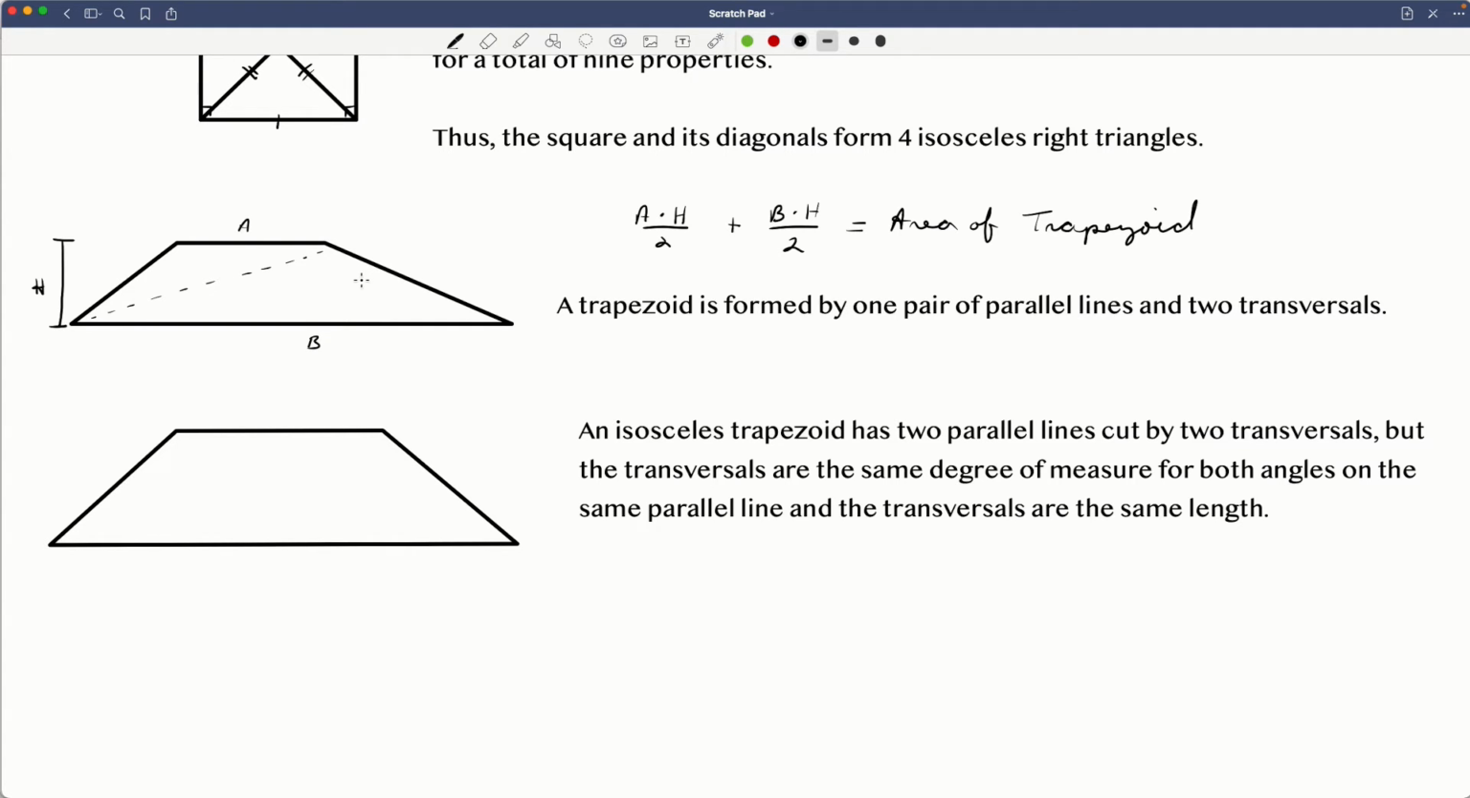Now, the way we find the area of a trapezoid is by drawing a diagonal line from one corner to another corner and creating two triangles.